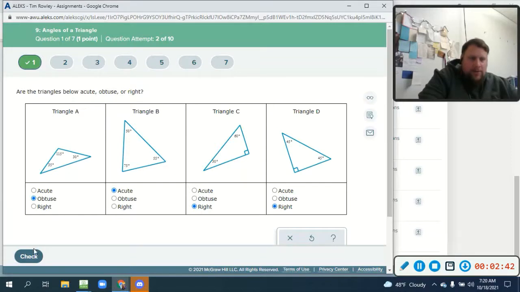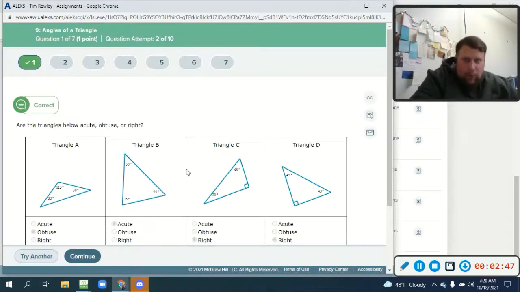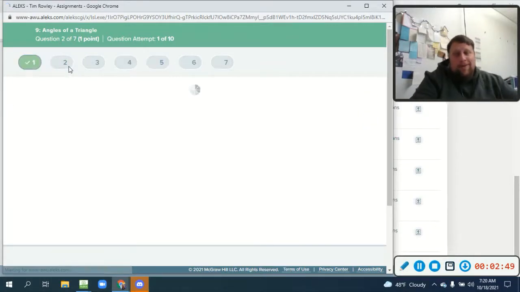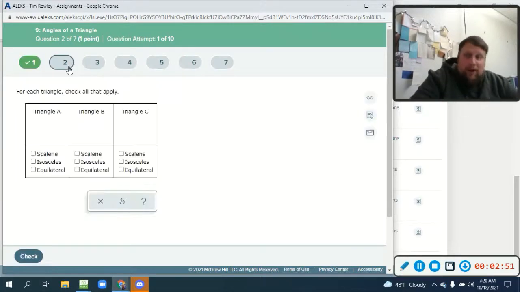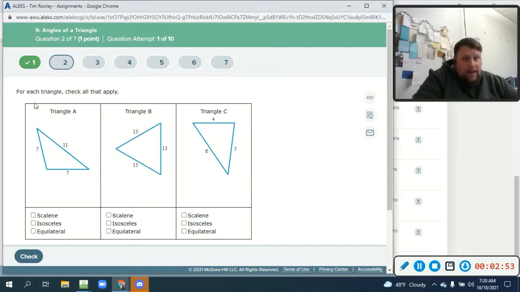See how that works? We can check it just to show you. What if I make a mistake? Nope, I didn't. Whoop, whoop. Hey, I make them laugh, and I'll keep them. We'll figure it out together. For each triangle, check all that apply.